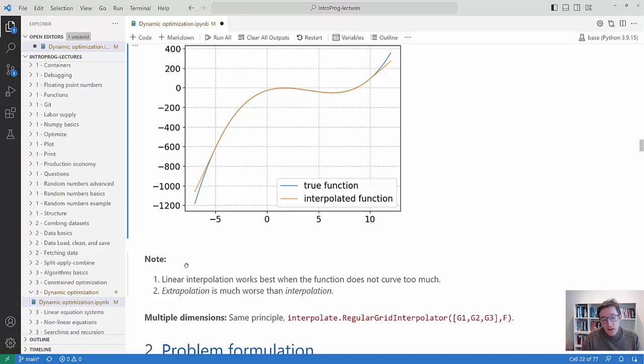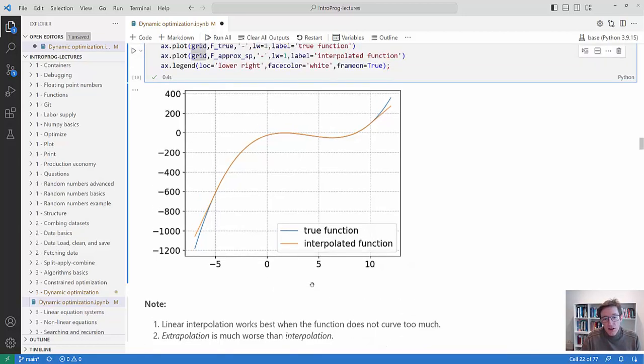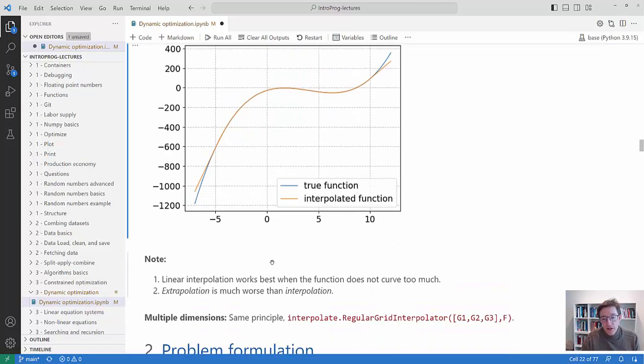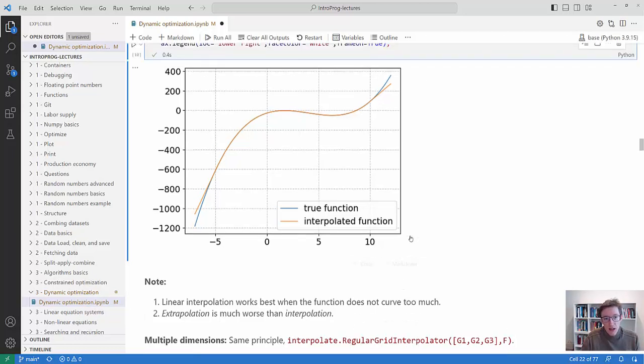Linear interpolation can work really well when the function is smooth and we have a lot of known points, but extrapolation can be bad. Even though we don't need it here, it should also be stated that you can do the same thing in multiple dimensions. So if you have a 3-dimensional function, then you will just specify 3 grids and it will work in a similar way.